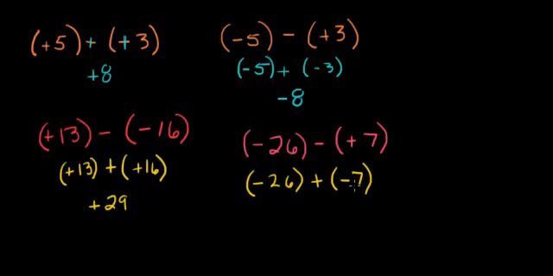Absolute value of 26 and 7. Signs are the same, so we're going to add them together. 26 and 7 gives us 33, and they're both negatives, negative 33. So that's a little bit on subtracting integers.